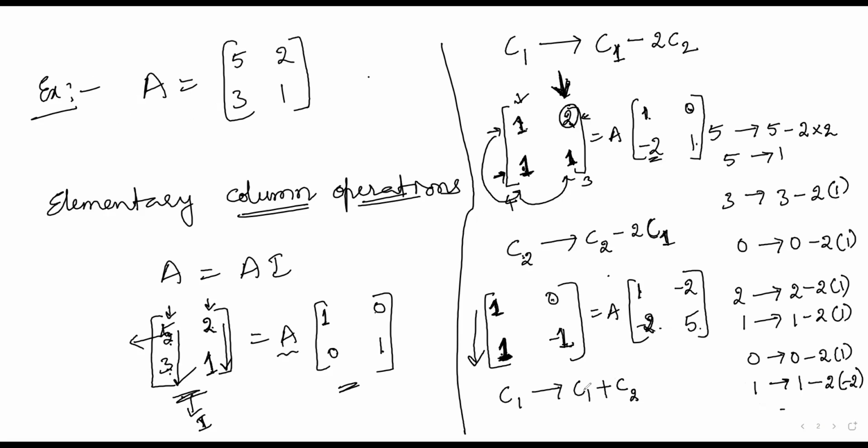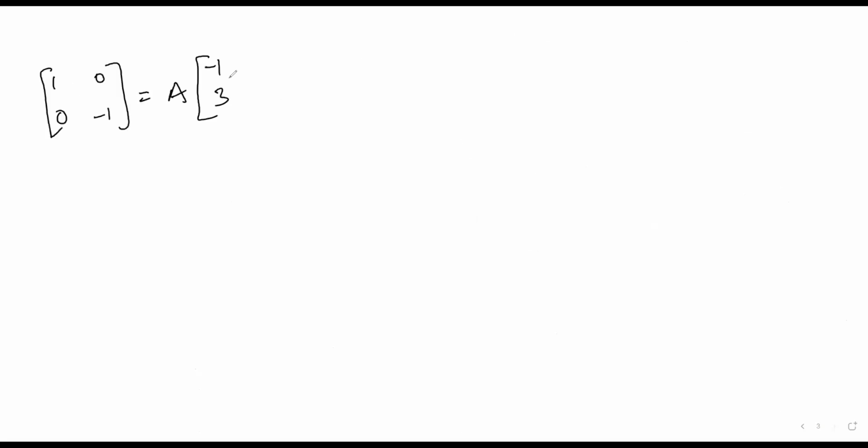Now C2 is not going to change. Only C1 changes. C2 is minus 2, 5. That's it. Minus 2, 5 is same. Hope you are clear.